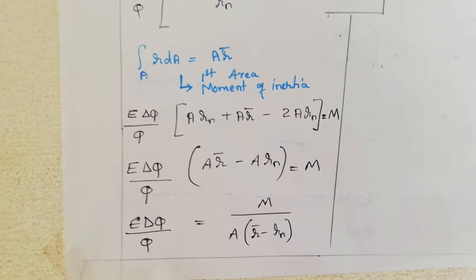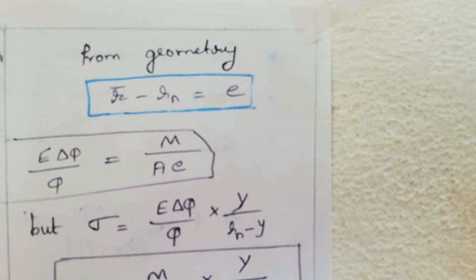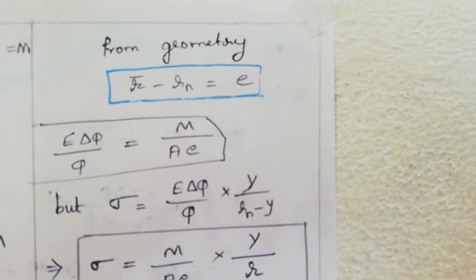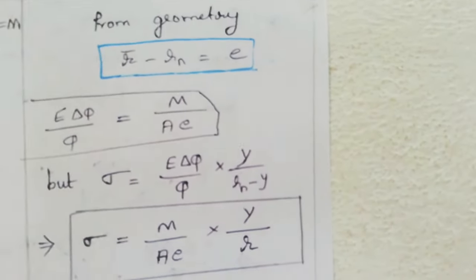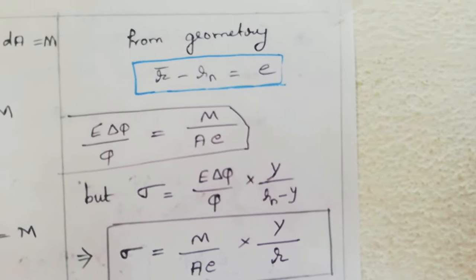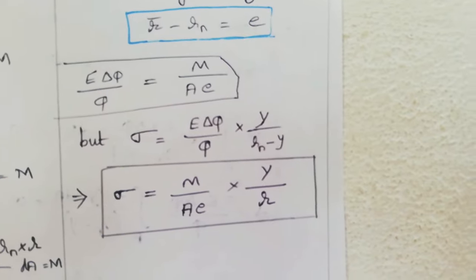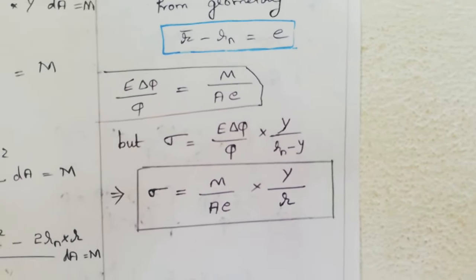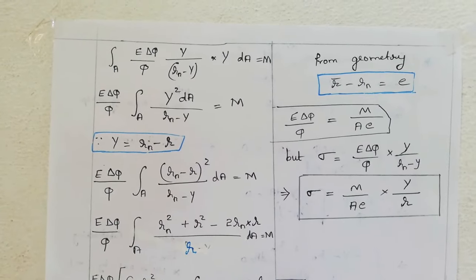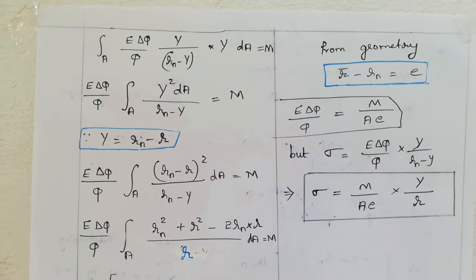E delta phi by phi is equal to M by A into (R bar minus Rn). From the geometry, R bar minus Rn is equal to e. Therefore, E delta phi by phi is equal to M divided by A e. But we already have sigma is equal to E delta phi by phi into y by (Rn minus y). From that, we will get sigma is equal to M by A e into y by R. And this is the derivation for the Winkler-Bach formula. In the next section, we will apply it to a rectangular section. Thank you.